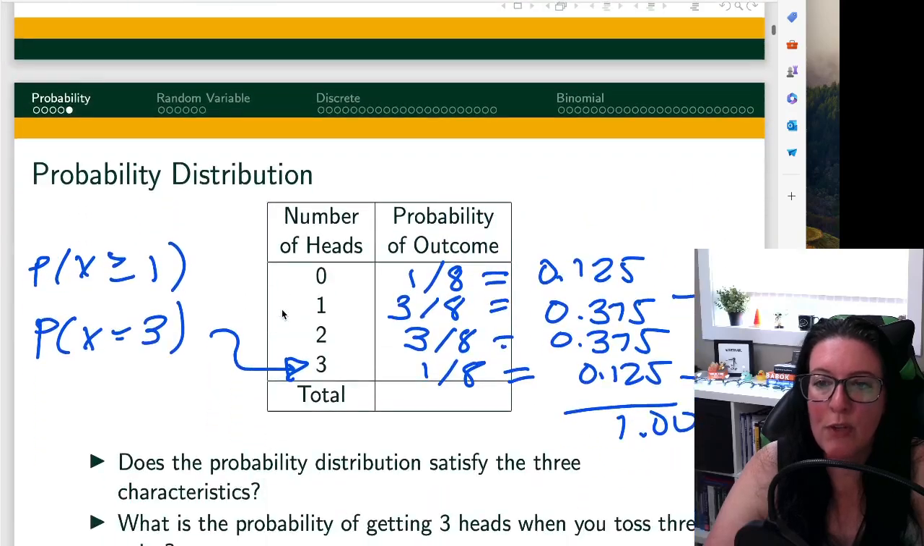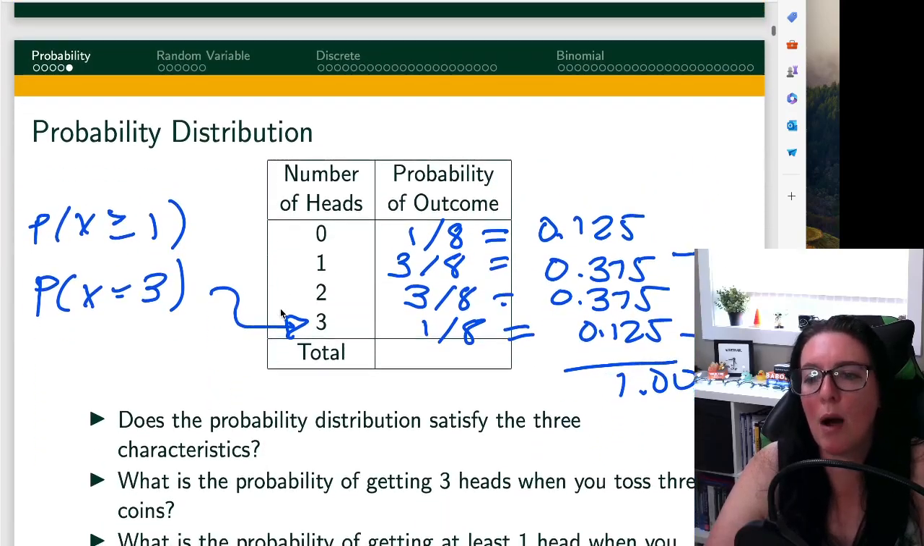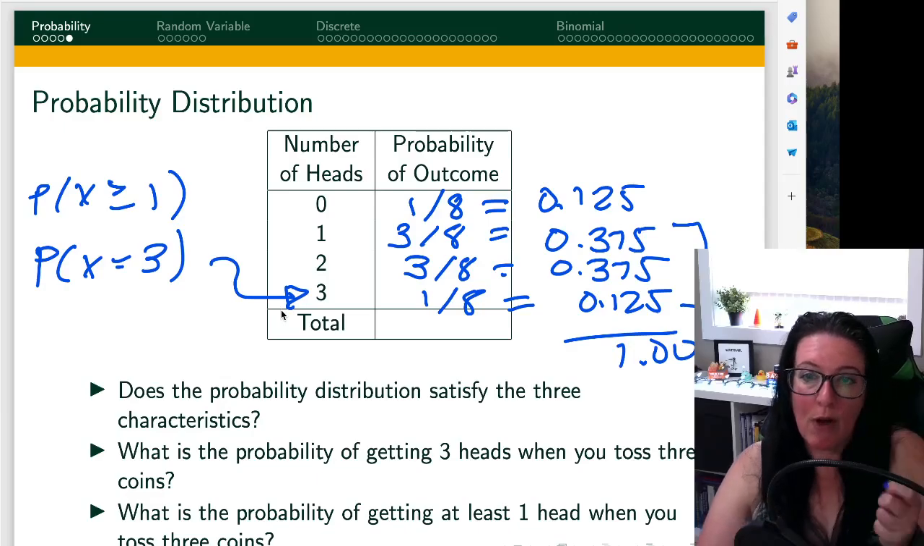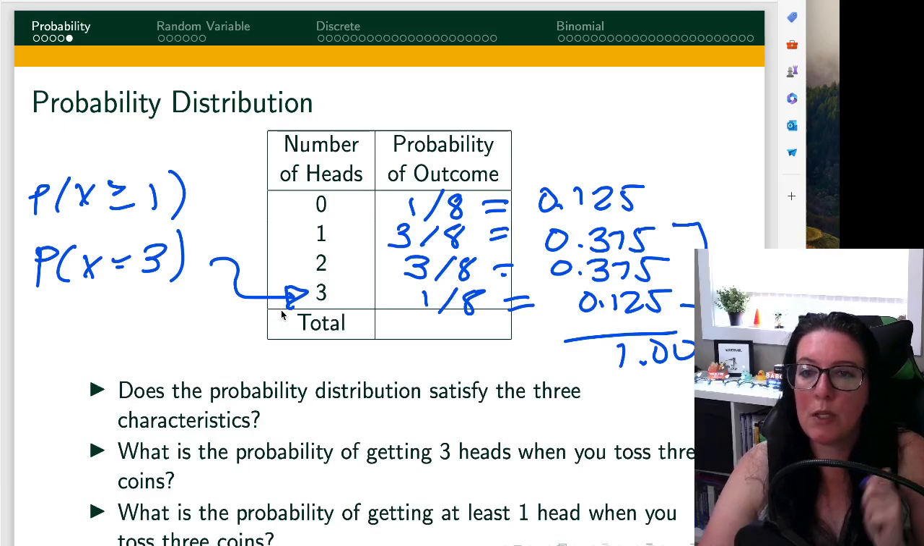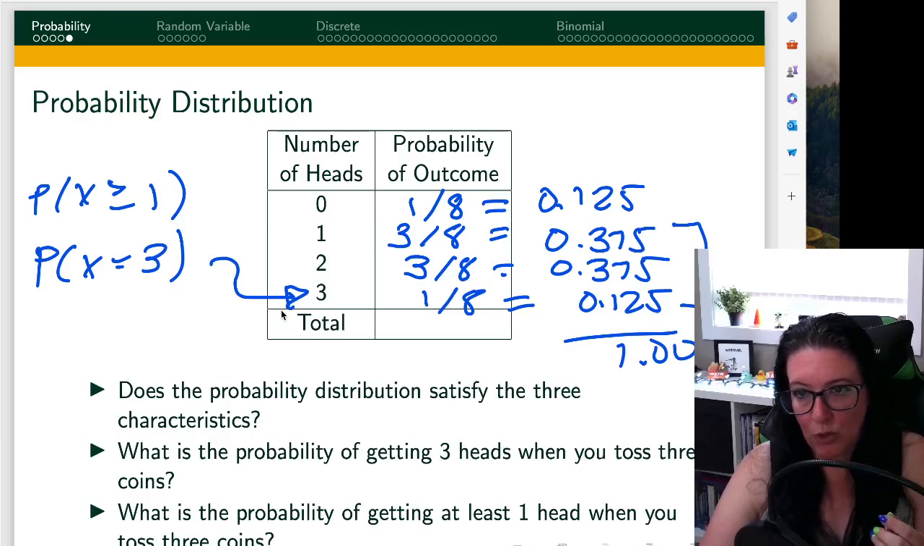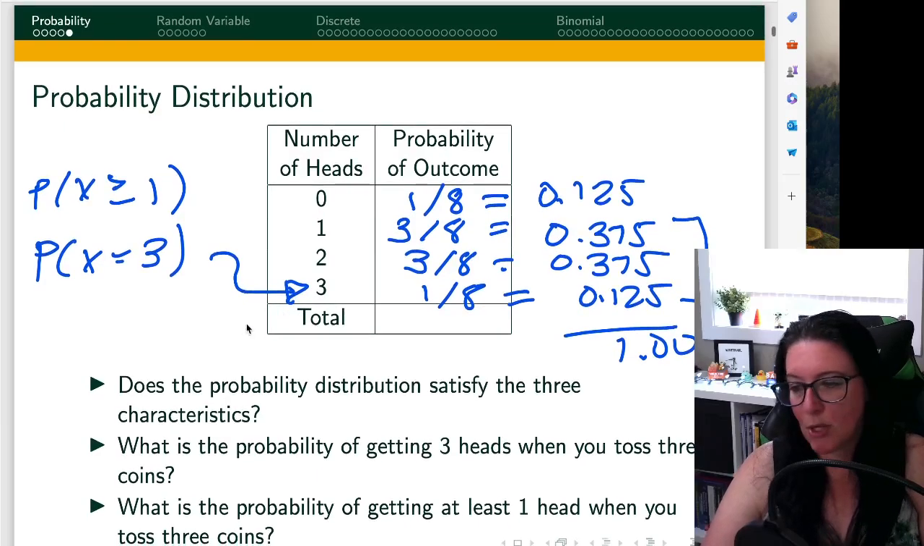All right. So in this video, we've looked at how we would create a probability distribution from a coin toss. Throughout the next couple videos, we're going to be looking at discrete probability distributions, and then we'll look at continuous probability distributions in the subsequent videos.